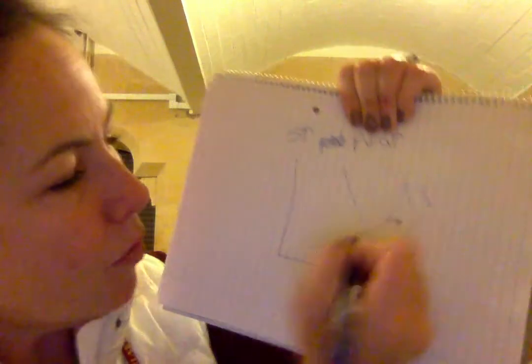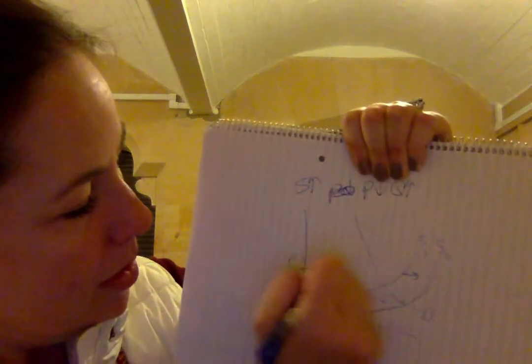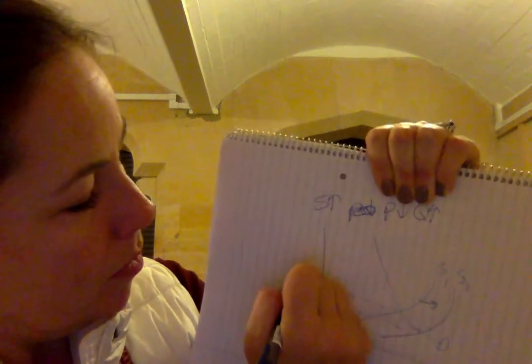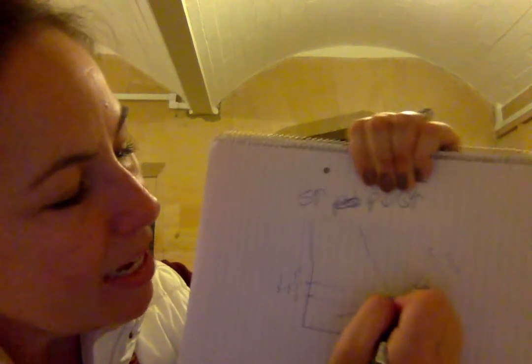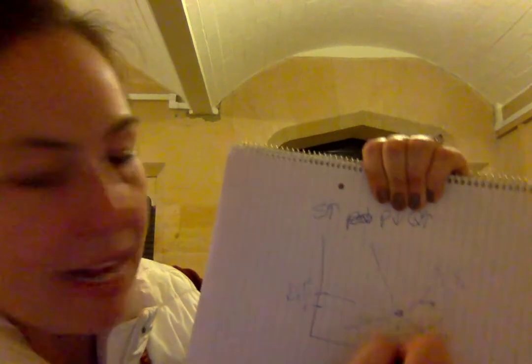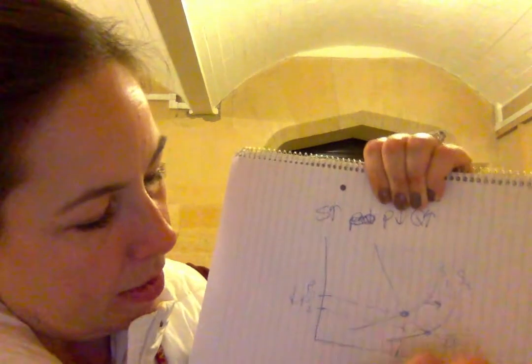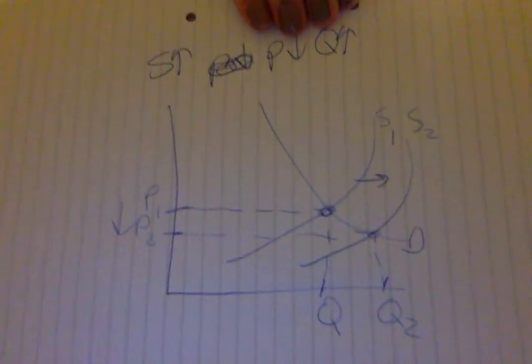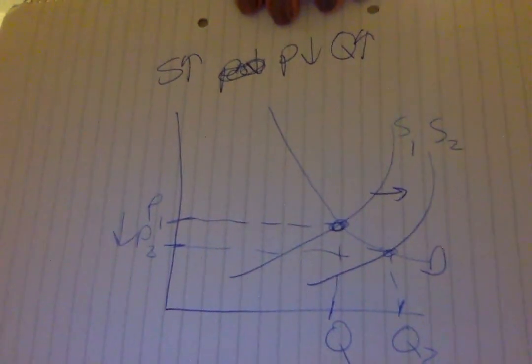As our supply shifts to the right, notice that causes our price to go from P1 down to P2, a lower price, and a higher quantity. Our equilibrium quantity, just looking at that intersection, that's where I'm drawing the dotted lines up and down and labeling. Quantity goes from Q1 up to Q2. And so this is my graph for supply increasing. All right, so those are our four options.